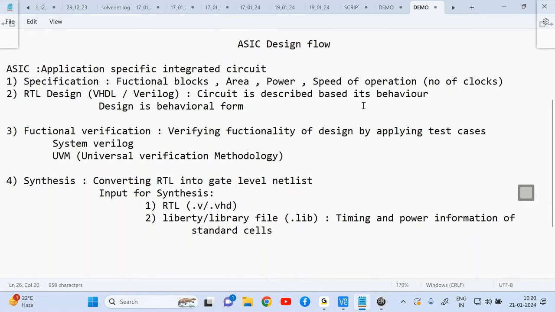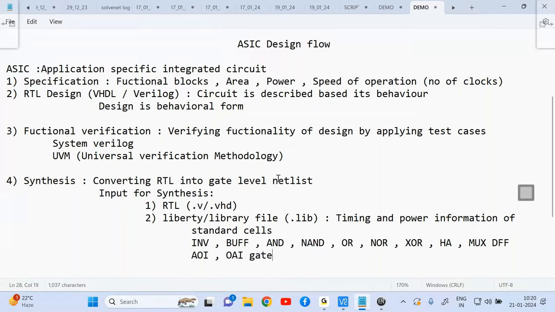So in the Liberty file we have standard cells. By using the standard cells only, I have to convert this RTL into a gate level netlist. So what are the standard cells? Generally cells like inverter, buffer, AND gate, NAND gate, OR gate, NOR gate, XOR gate, half adder, MUX, D flip flop, AO gate, AOI gate, OAI gate. These are all the basic gates used. These gates are called standard cells.